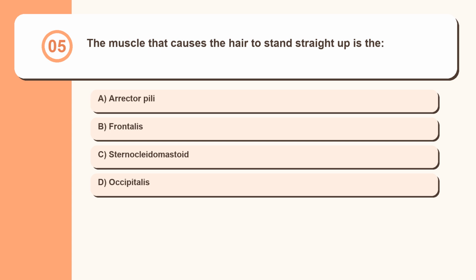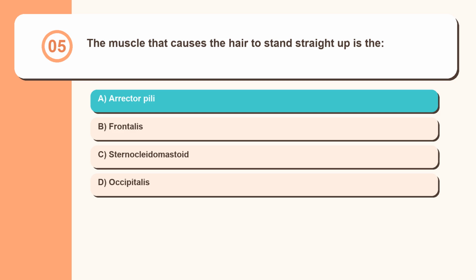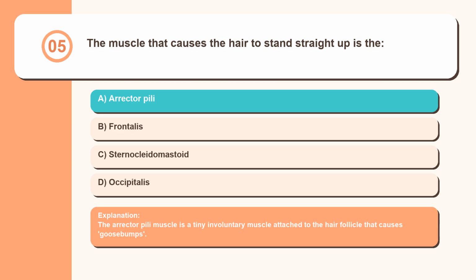Question 5. The muscle that causes the hair to stand straight up is the erector pili, frontalis, sternocleidomastoid, occipitalis. The erector pili muscle is a tiny involuntary muscle attached to the hair follicle that causes goosebumps.